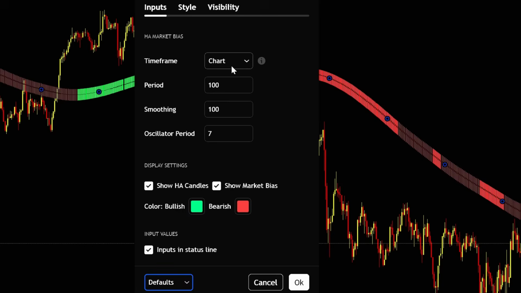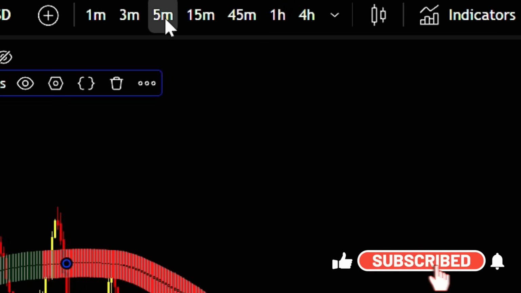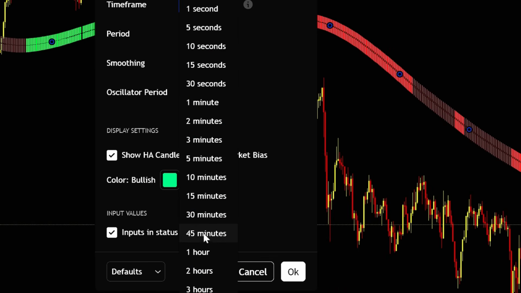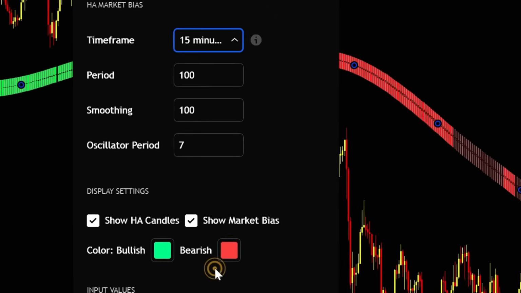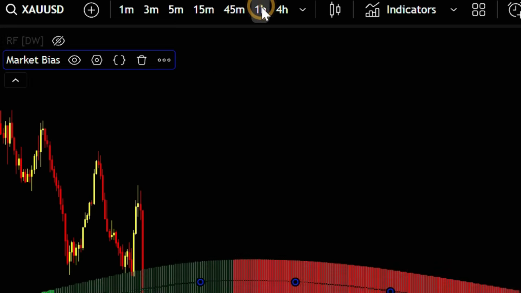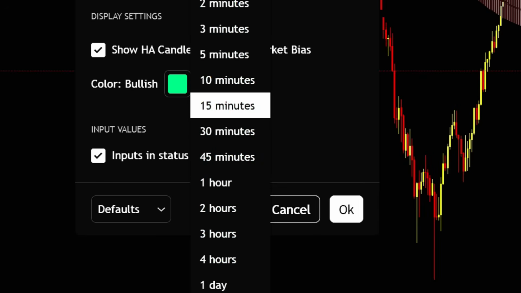To confirm our trend, we want to set the market bias to be one time frame higher than the chart you're trading on. So, for example, if we're trading on a 5-minute Bitcoin chart, we'd set the market bias to 15 minutes. See how that works? Just one step up. Or if we were on a 1 hour chart, we'd set the market bias to 4 hours. Simple as that.